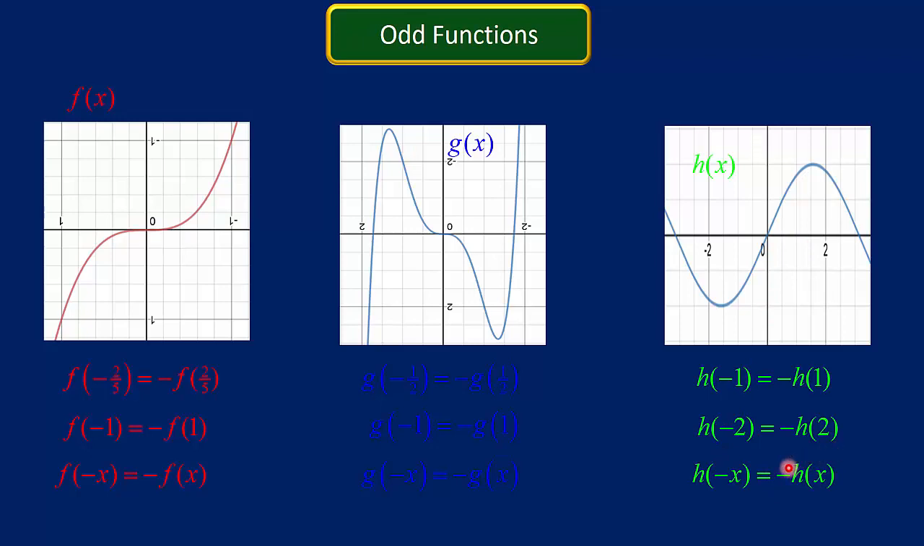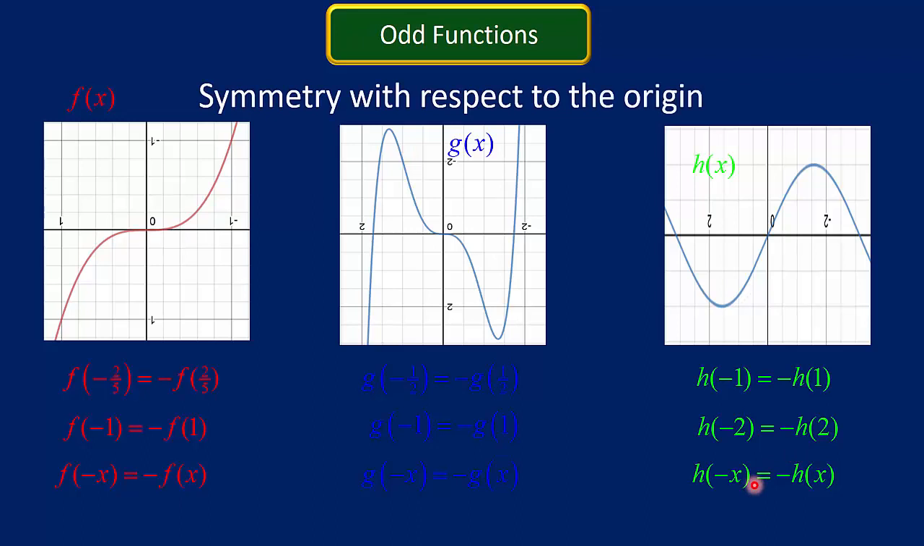Okay, and notice if I spin this one around, see, it looks the same. So h of negative 1 equals the opposite of h of 1, h of negative 2 the opposite of h of 2, and in general, h of negative x equals negative h of x. And we say that odd functions have the property that they have symmetry with respect to the origin. In other words, if we spin them around like I did here with each one of these 3 graphs, you can't tell the difference. They look the same.